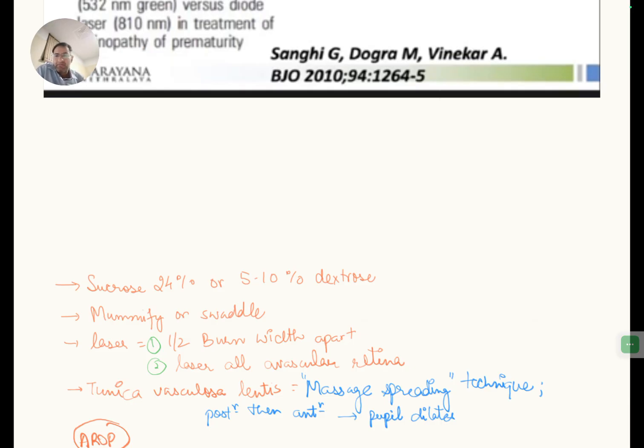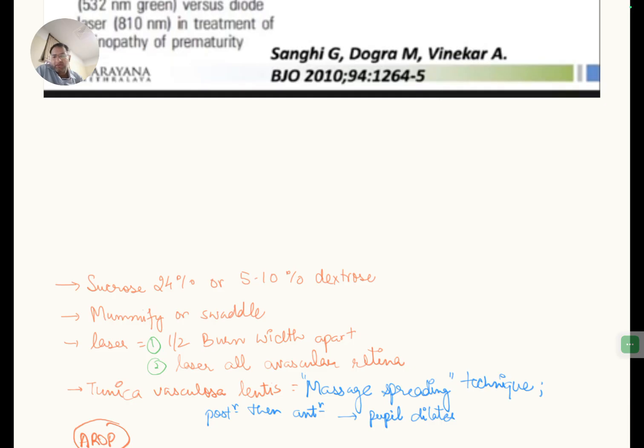And when doing lasers, what we have to take into account is that all the laser marks should be only half a burn width apart. It is not the same as in adults. For PRP in diabetic retinopathy, we use one burn width apart, but for ROP, it's only half a burn width apart. And we have to laser all the avascular retina. It's not that we have to laser only the periphery, or only at the ridge area. We have to laser all the avascular retina.